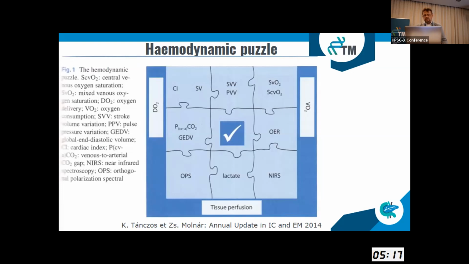One year later, Professor Zsolt Molnár and his colleagues published another article in the Annual Update in Intensive Care and Emergency Medicine. And they introduced the idea of a hemodynamic puzzle. What does it mean? It means that every piece of data, every measurement can help us in the decision-making process of hemodynamic optimization. Intensive care physicians are using cardiac output, stroke volume measuring, carbon dioxide gap, oxygen extraction ratio, and we can measure the tissue oxygenation with NIRS.